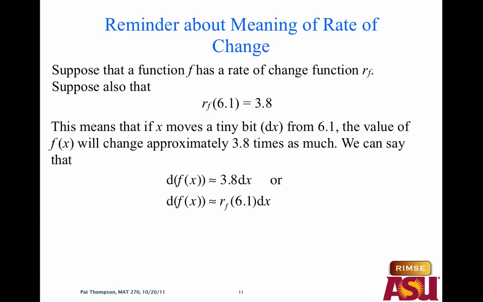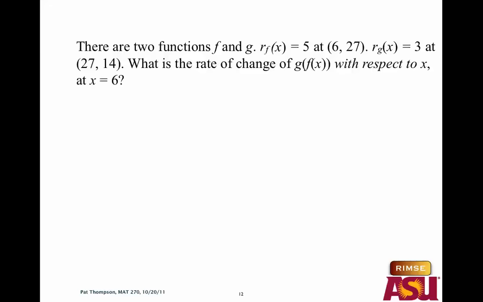So here's that in symbols. The change in f will be that 3.8, or the rate of change at 6.1, times the change in x. Okay? So we're setting up to figure out the rate of change of a composite function. All right, so here's a situation. We have two functions, f and g. And what we're after is the rate of change of g of f of x.